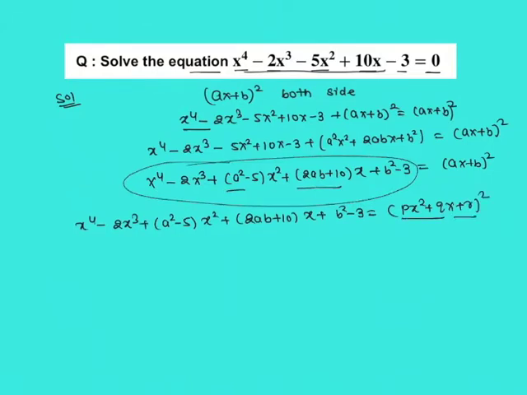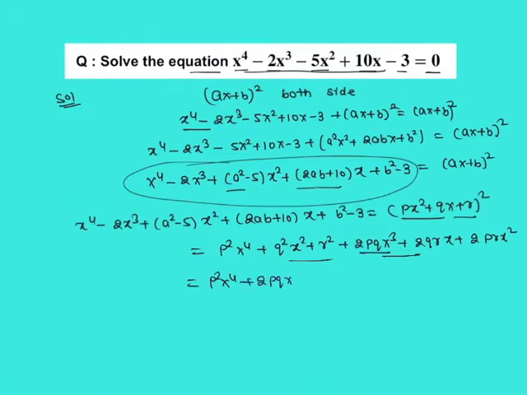Now if I expand this one, we will get p square into x power 4 plus q square into x square plus r square plus 2pq x cube plus 2qr x plus 2pr x square. This expression we can rewrite as p square x power 4 plus 2pq x cube plus (q square plus 2pr) into x square plus 2qr x plus r square.